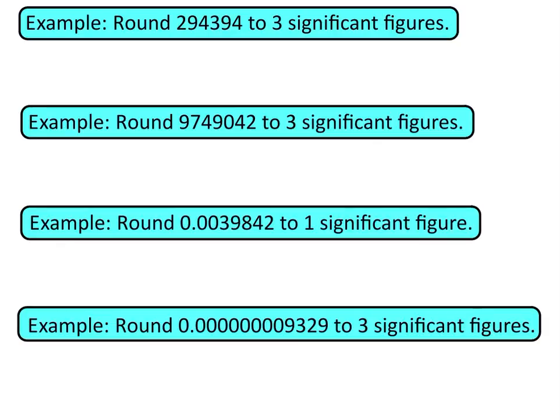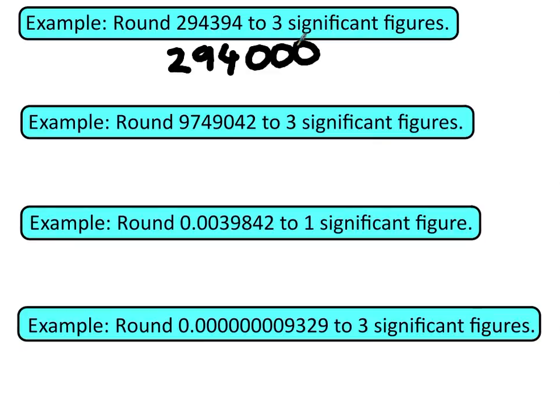Okay, so let's have a look at how this might look in practice. So, if you're asked to round to 3 significant figures, you are really emphasizing the most important values on the left that give the value its size. So, that's going to be, in this case, 294,000. That is 294,394 rounded to 3 significant figures.